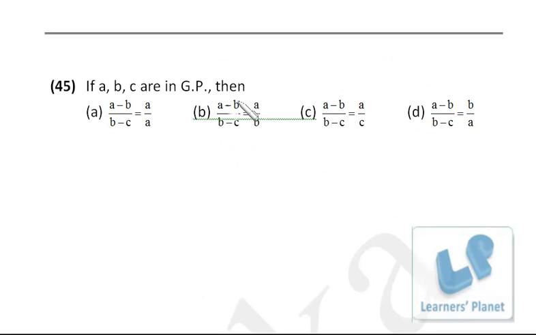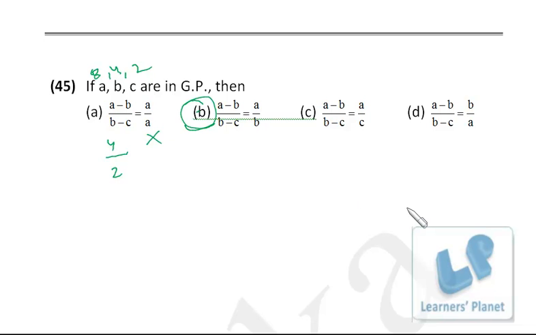Now if A, B, C are in GP, then to make the problem simple, you just take comfortable values of A, B, C when they are in GP. I assume them to be, say, 8, 4 and 2, right? 8, 4, 2: 2 twos are 4, 4 twos are 8. So A minus B, that's 4, B minus C, that's 2, that's not 1, so that's incorrect. A minus B is 4, B minus C is 2, and that's actually 2, that is A by B, so 8 by 4, so this is correct.